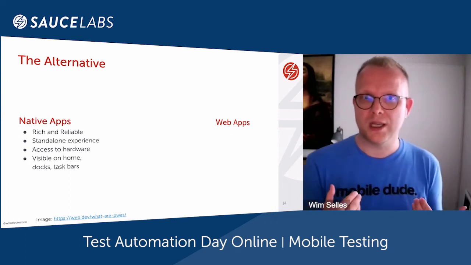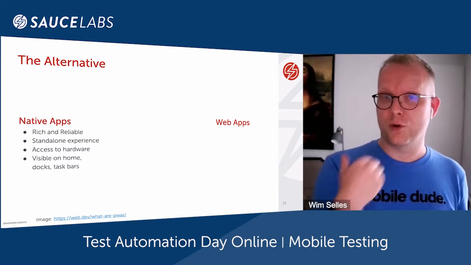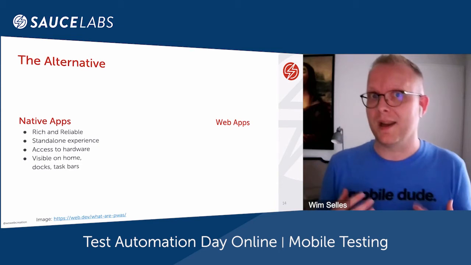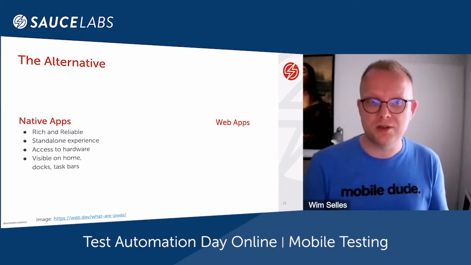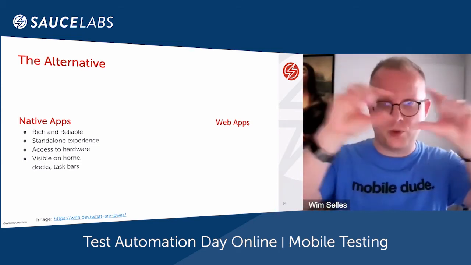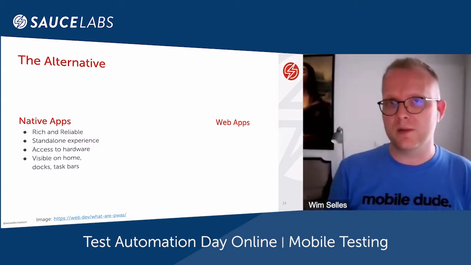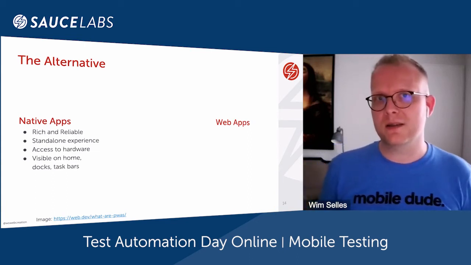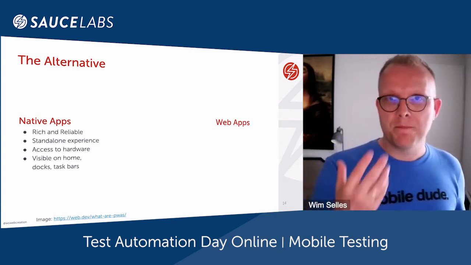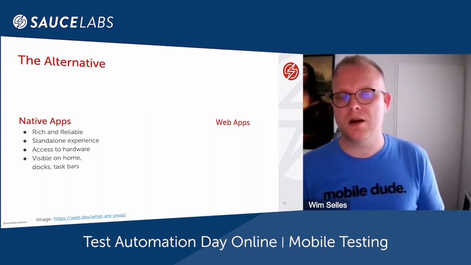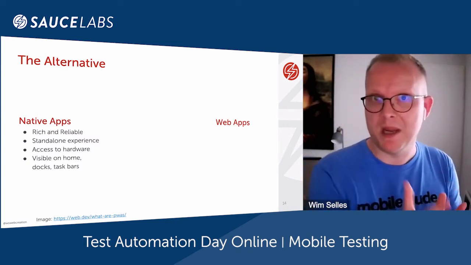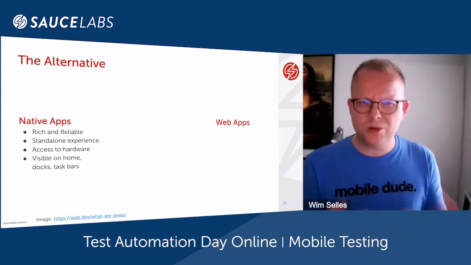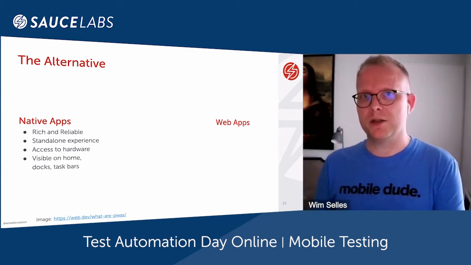If you can, for example, order clothes from a retail store through the browser, you can do that through an app. Personally, I love to use an app, so I lose, for example, the address bar and the toolbar at the bottom. It makes it more relaxed to do the shopping. You also have the advantage of accessing hardware. Like I mentioned, it's visible on your home screen, your dock, your taskbar. So those are all advantages of native applications.